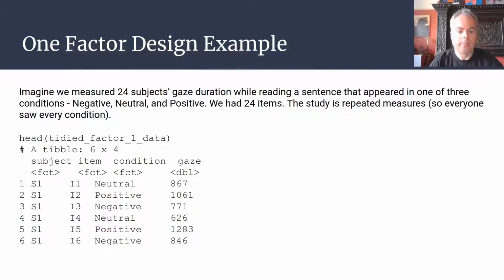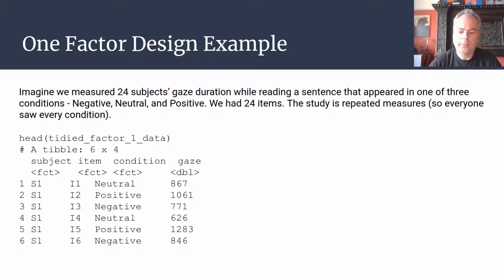Okay, now we're going to look at a specific example. We're going to look at how we would build a mixed model for an experiment where we have one experimental factor, but with 3 levels associated with it. So imagine we have 24 participants in this study. We measured their gaze duration while they were reading a sentence on a computer screen. And the sentence appeared in one of 3 conditions, one of 3 contexts. So the sentence appeared in a negative condition, a neutral condition, or a positive condition.